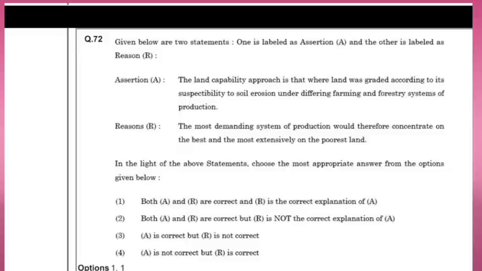And the next question, assertion and reason. Assertion: the land capability approach is where land was graded according to its susceptibility to soil erosion under differing farming and forestry systems of production. Reason: the most demanding system of production would therefore concentrate on the best land and the most extensive on the poorest land. Both are true, but R is not the correct explanation of A, so definitely the answer is option 2.